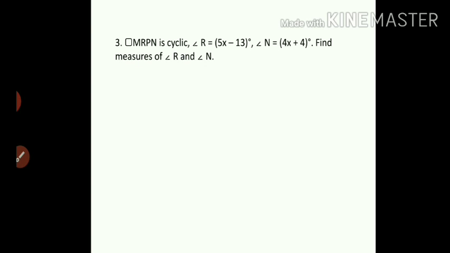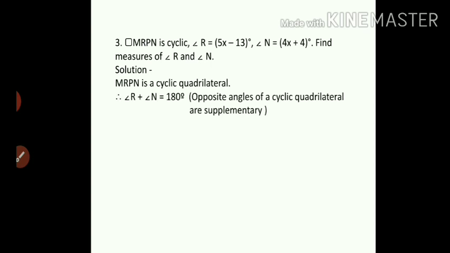First we'll write, we know MRPN is a cyclic quadrilateral. So we know the property, opposite angles of a cyclic quadrilateral are supplementary, that is angle R plus angle N is equal to 180 degrees. Now angle R is given 5x minus 13 degrees plus angle N is 4x plus 4 degrees. Total will be equal to 180 degrees.